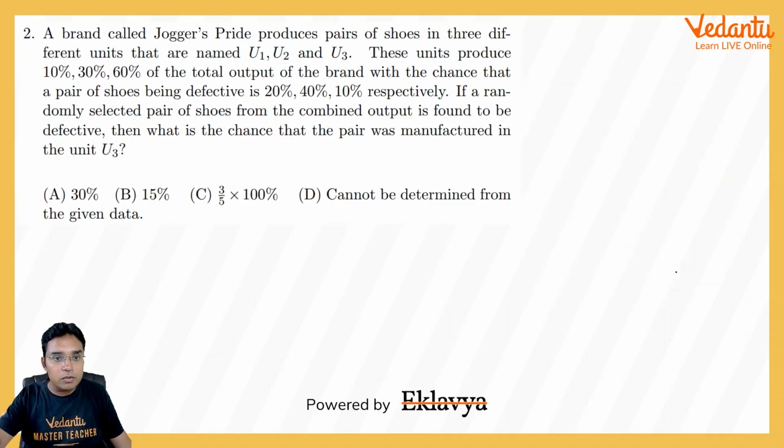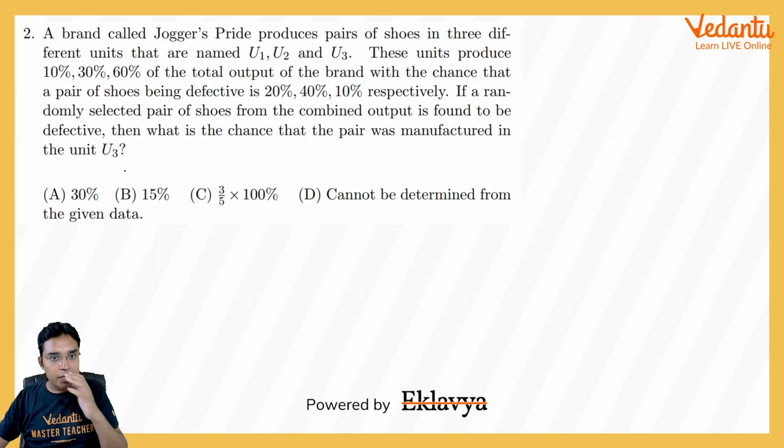Okay, now coming to the second question. We are given a brand called Jogger's Pride that produces pairs of shoes in 3 different units named U1, U2 and U3. These units produce 10%, 30%, 60% of the total output of the brand, with the chance that a pair of shoes is defective being 20%, 40% and 10% respectively. If a randomly selected pair of shoes from the combined output is found to be defective, what is the chance that the pair was manufactured in unit 3?